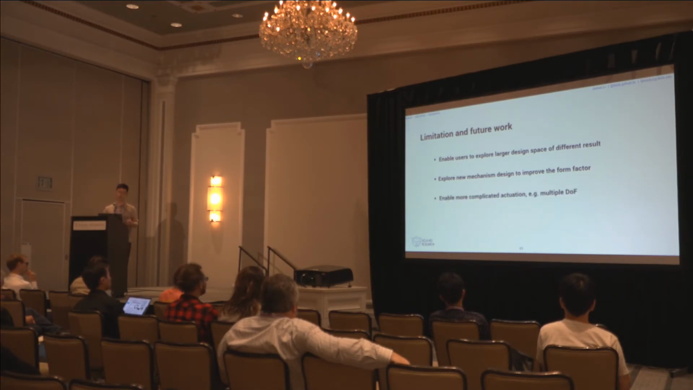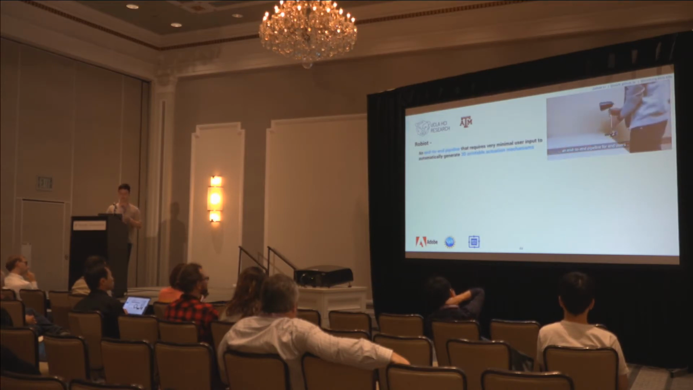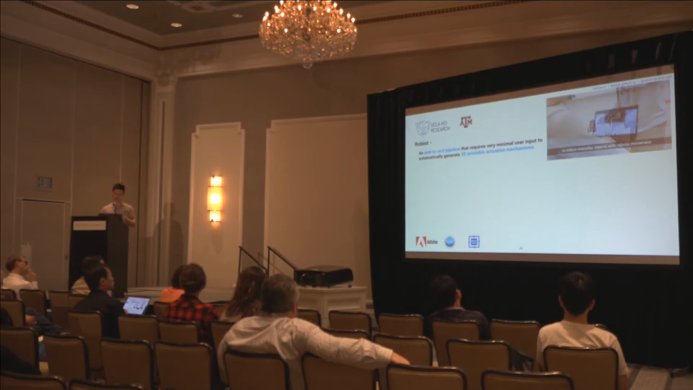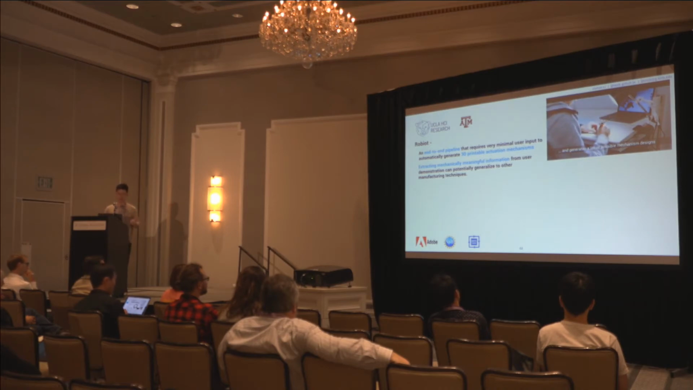And now Robiot only allows designing one degree of freedom at a time. In the future, we will try to enable more complicated actuation, such as multiple degrees of freedom. So in conclusion, Robiot is an end-to-end pipeline that requires very minimal user input to automatically generate 3D printable actuation mechanisms. And extracting mechanically meaningful information from user demonstration can potentially generalize to other manufacturing techniques.